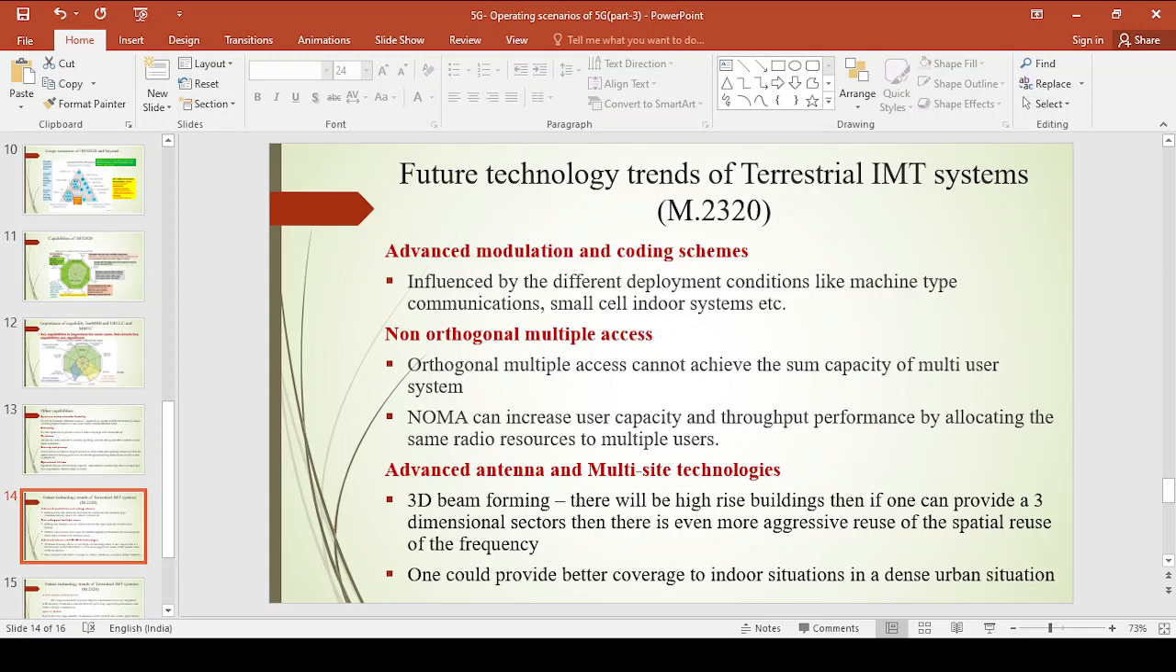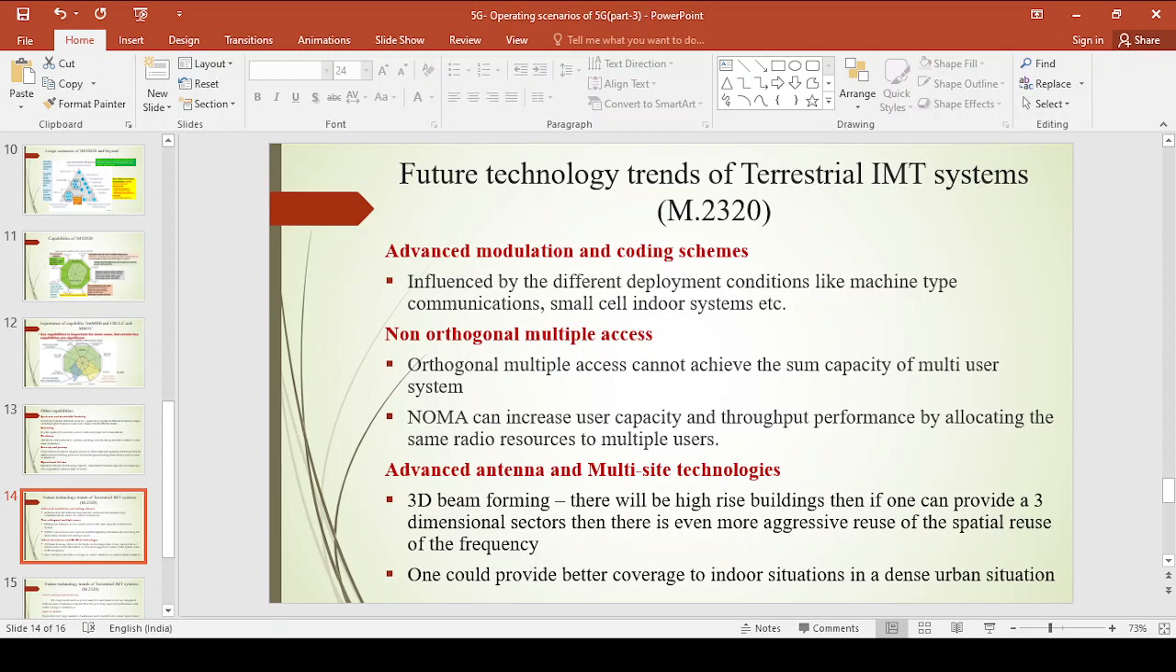What are the future technologies that we can expect, that we will see in this particular slide, right? Now the first future technology that we expect is advanced modulation techniques and coding schemes. In future we may expect different modulation schemes and different coding schemes, influenced by different deployment conditions like machine type communication, small cell indoor systems, etc. So in future we may expect advanced modulation schemes and advanced coding schemes.